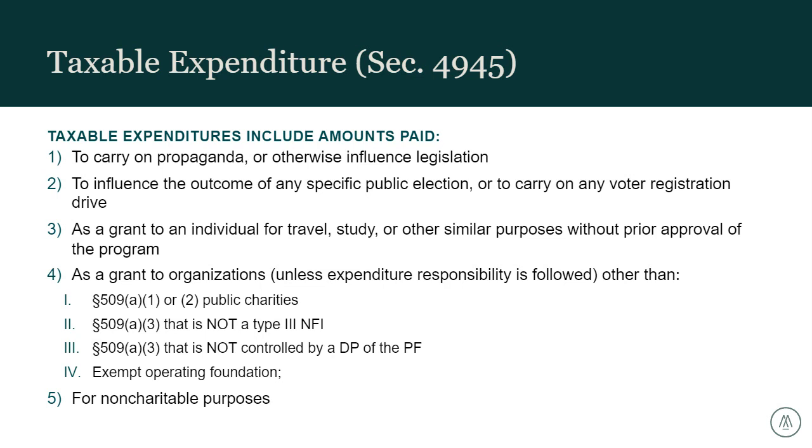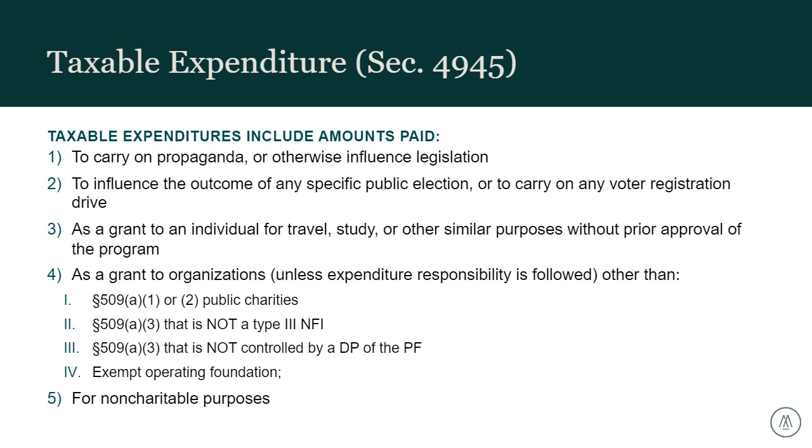Okay, number 4 on this slide is a grant to an organization, and again, unless you follow expenditure responsibility, which we'll go over in a minute, a grant to an organization that is other than a public charity. Here we've got some code sections for you. 509(a)(1) and 509(a)(2) are your run-of-the-mill public charities. 509(a)(1) organizations usually depend on contribution income for their revenue, where 509(a)(2) public charities will depend on a combination of fee-for-service income as well as donation income. So those are your run-of-the-mill public charities.